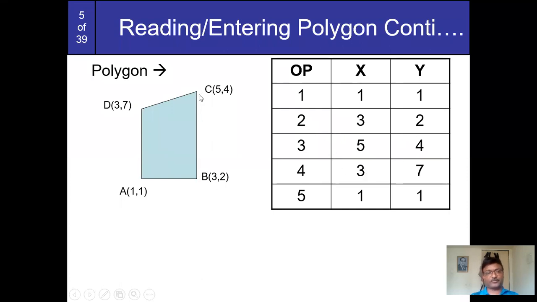Then 5 4 to 3 7. Okay, 3 7 I have to draw, and again I am going to draw this A. So that's why the fifth point, A is what? 1 1. So the fifth point and the first point, meaning the first point and the last point have the same coordinates. That's why you can draw a closed figure.